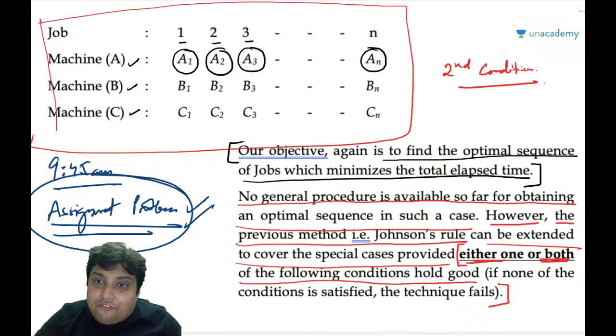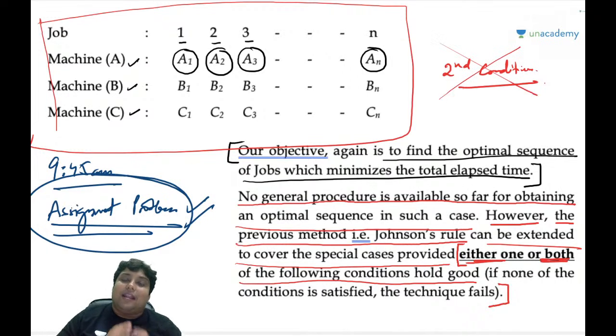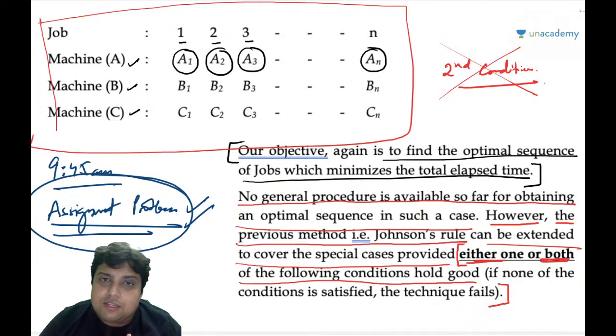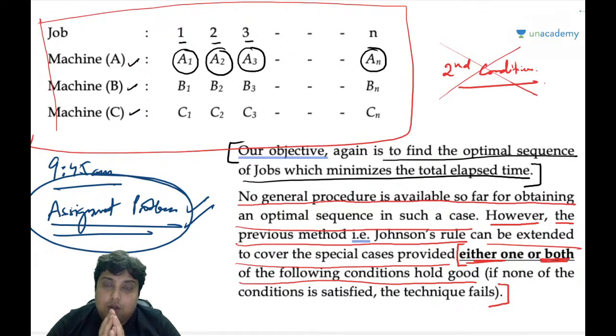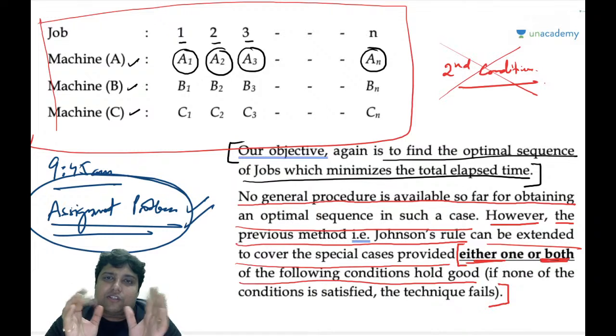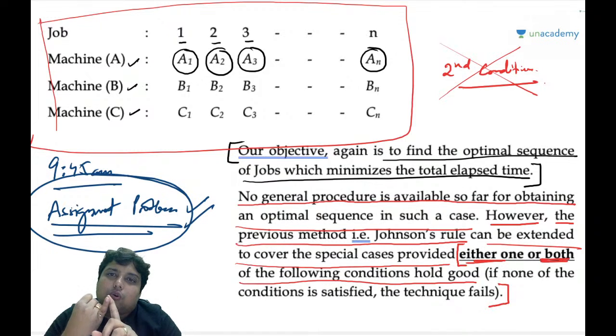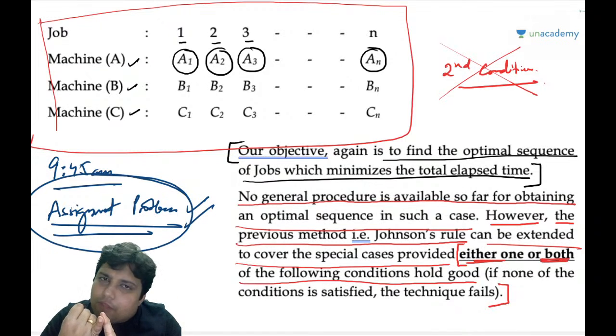Otherwise, if none of the conditions is satisfied, then this technique fails, and in that case there is no optimal sequence, no general procedure available to determine the optimal sequence for an n job 3 machine problem. Okay, let me summarize what I have said. There is no general procedure available for an n job 3 machine problem in order to obtain an optimal sequence.